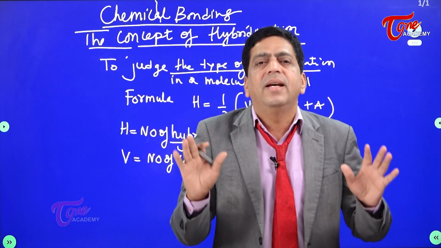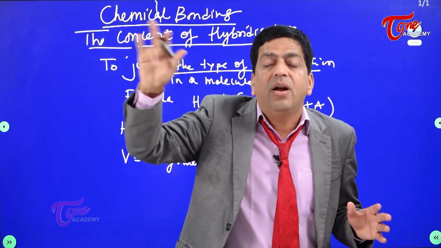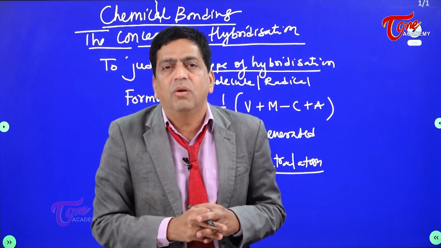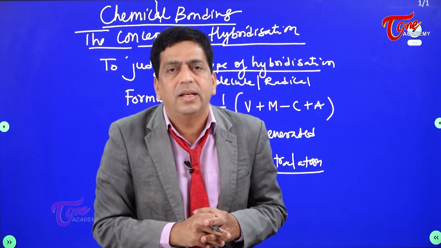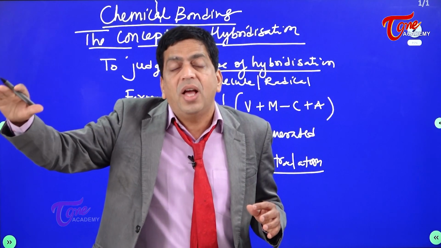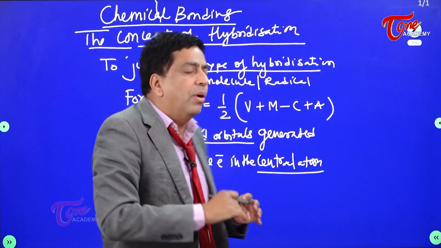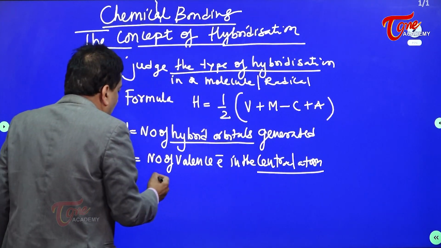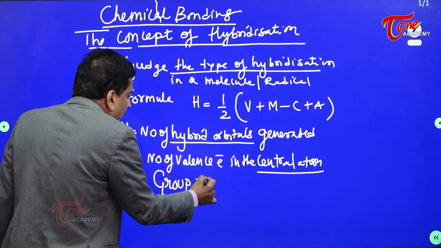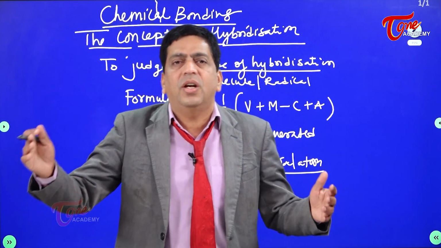What is V? The number of valence electrons that are present in the central atom. Now, to make it simple, V is not valency. Mind you, you cannot be casual. V is not valency, please. It is the number of valence electrons present in the outermost shell of the central atom in which the hybridization is taking place. Otherwise, I'll make it simple: the number of valence electrons can also be called the group number, because the group number is nothing but the number of valence electrons you have.